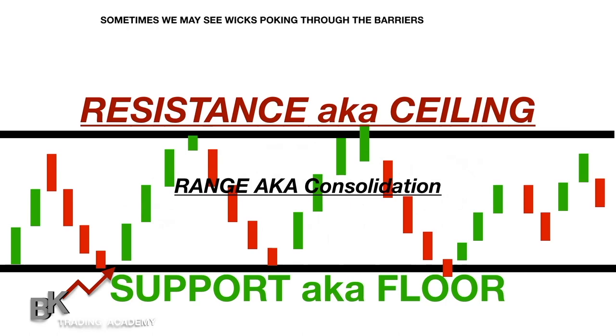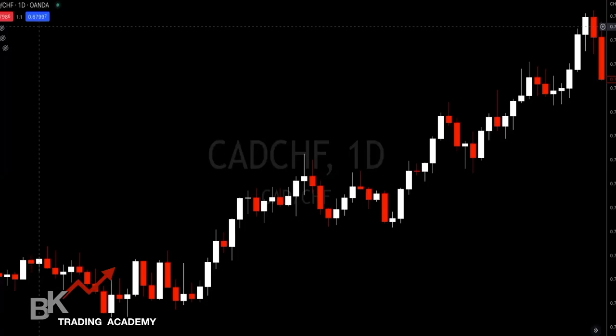Sometimes we may even see wicks poking through the barriers. Now, remember I told you what wicks are. These are just perfect candles that I created for you, but you may see wicks coming out of the candle like that, and that's fine. If it's outside of the floor or outside of the ceiling, that's still fine because typically it's still within that area of range, okay? Now, let's go ahead and draw our own support and resistance zone, okay?